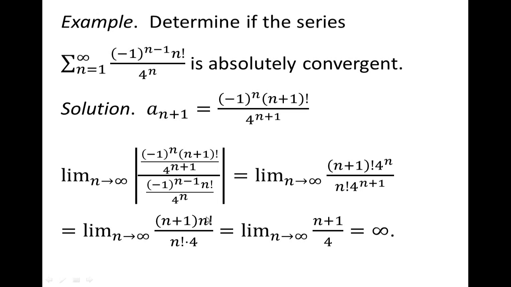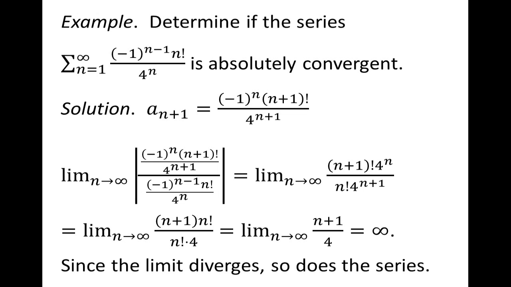The n factorials reduce. We end up with just the limit as n goes to infinity of n plus 1 over 4. Well, the numerator is growing unbounded, and so we're going to end up with an infinite limit. Because this limit diverges, the series does as well.